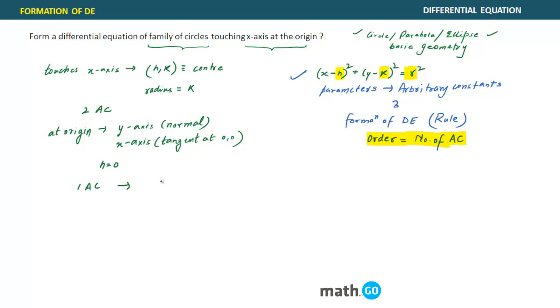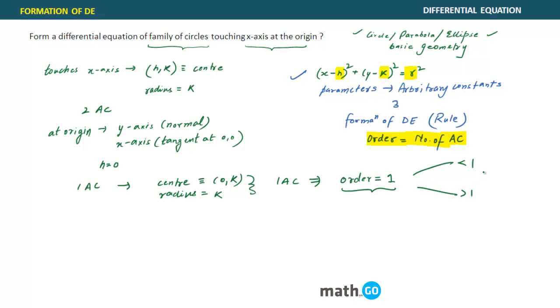Now what is given to you is that the center of the circle is (0, k) and the radius is equal to k. So how many arbitrary constants here? 1 arbitrary constant. So this implies that the order should be equal to 1. Whatever you do, if the order is not 1, either less than 1 or greater than 1, they are both wrong. It has to be exactly equal to 1.